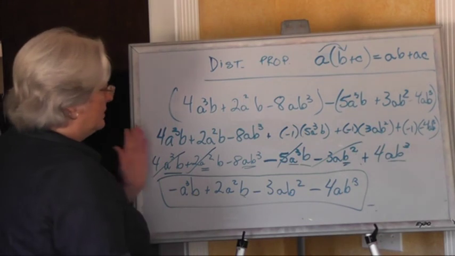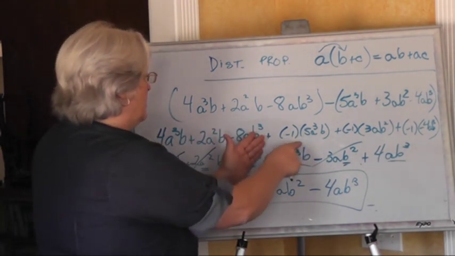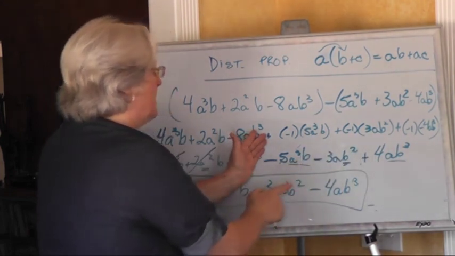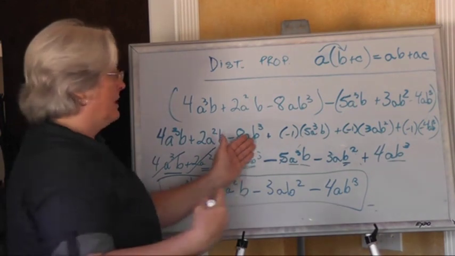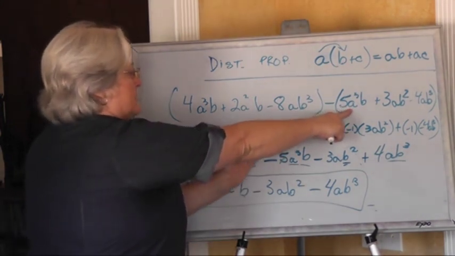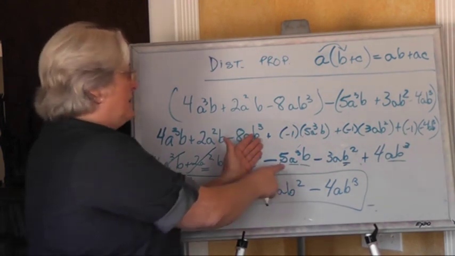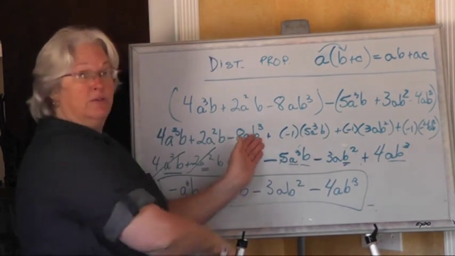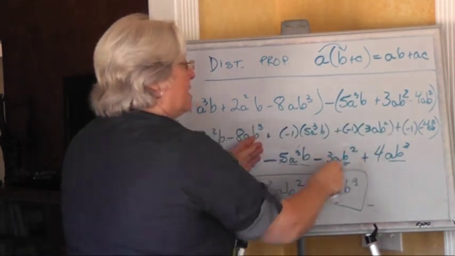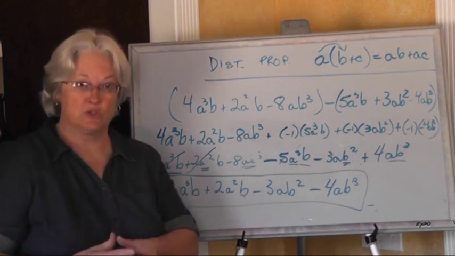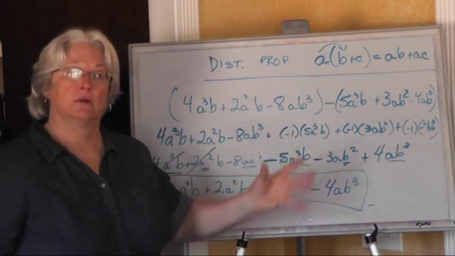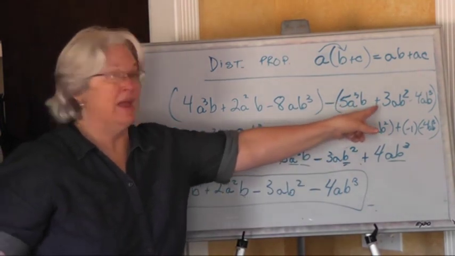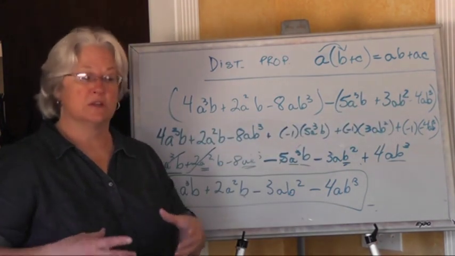Now, I do want to go back to here. This is what our expression looked like after we distributed that negative sign. Inside the parentheses it had been a positive 5a cubed b, now it's negative 5a cubed b. Positive, negative, negative, positive. What happens when you distribute a negative sign across parentheses is the sign of every term inside those parentheses changes.